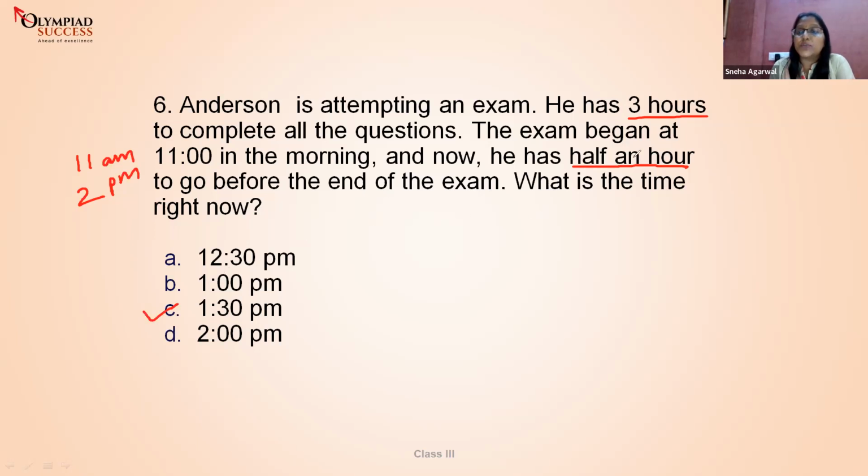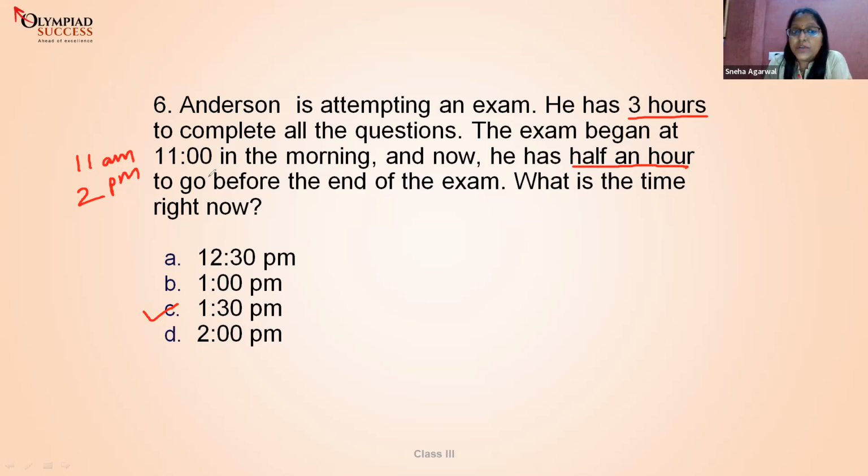You just need to understand the question. Now, if you miss this part, like he has half an hour to go before the end of the exam, you will definitely skip to the timing. What is the timing? What is the end time of the exam? No, that won't be your answer. Even the end time is mentioned over here in the option. So you have to be very careful, okay?